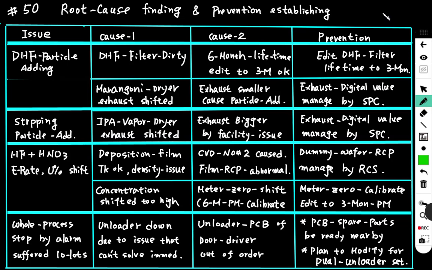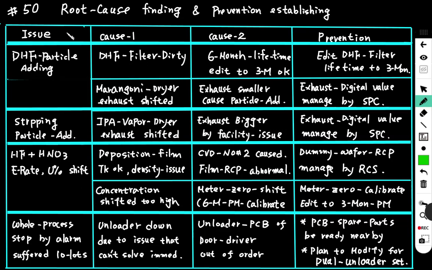Hello there, we are going to talk about root cause finding and prevention establishing. This is the basic job and the basic capability for an equipment engineer. This is the table of root cause finding and prevention establishing.